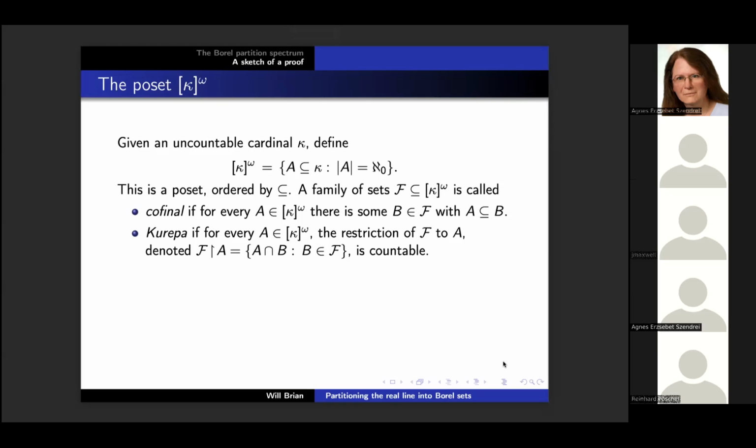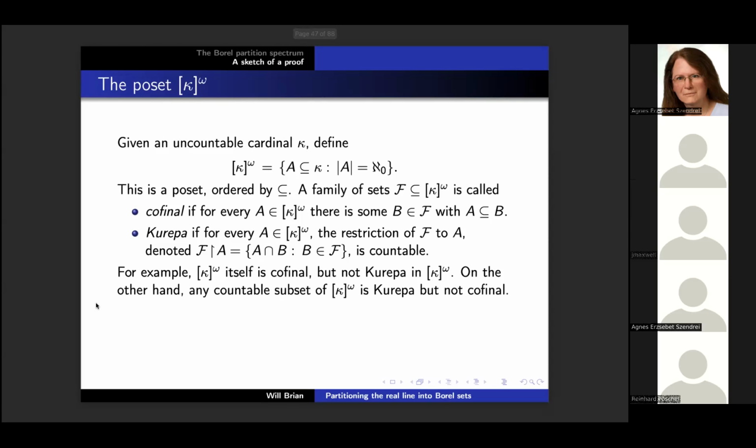So Kurepa is maybe less familiar. Kurepa in this context means that for everything in the poset, for every countably infinite subset A of κ, if we take our family F and restrict it to that one countably infinite set, then we only get countably many things. So there may be, and in fact there will be, assuming κ is uncountable, uncountably many B's in our family that meet A. But the point is that even though there are many sets that have non-empty intersection with A, many of those sets will have the same non-empty intersection with A. And if you look at all of those intersections as a collection, you only get countably many different things.